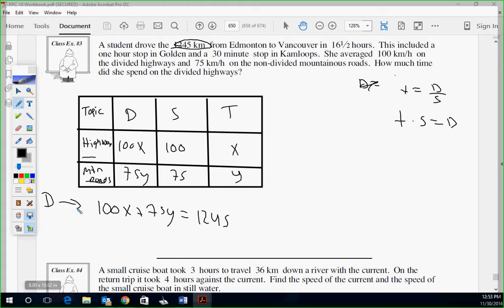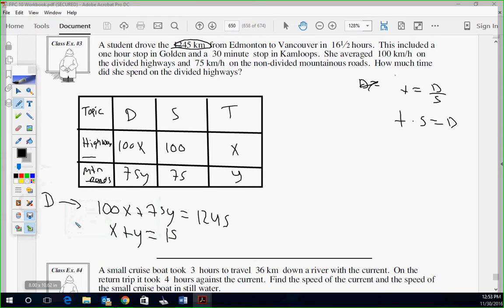x plus y equals. Okay, so it's a little tricky because we have to account for the time that he was stopped. So we have to subtract 1.5 from 16 and a half, right? Because he stopped for an hour and a half. So that's going to be 15 hours. x plus y should equal 15. You have your two equations. I'm going to pause. I want you guys to try to solve for x and y, please.